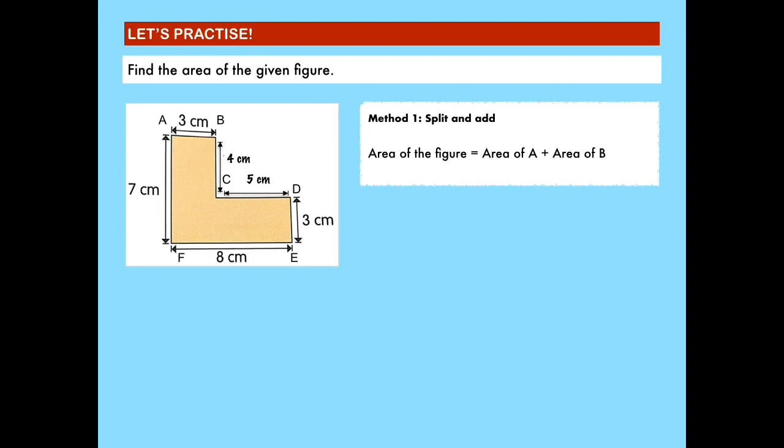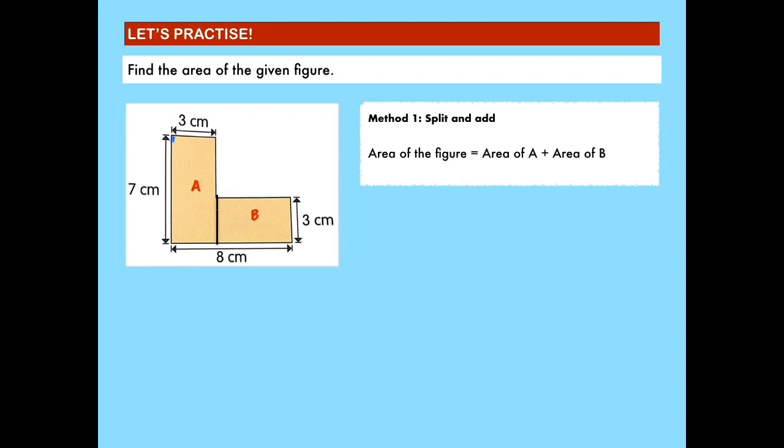Now, let's practice. Make sure to have your maths journals with you as you answer the given problem. Let us first try to use method 1, which is split and add. In this method, let's try to think of splitting the figure into two shapes, which is rectangle A and rectangle B.